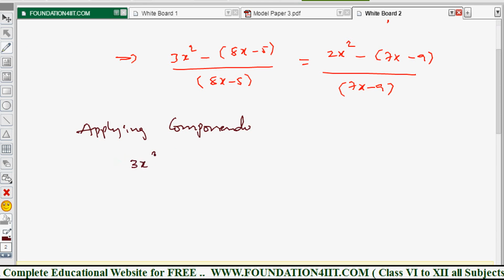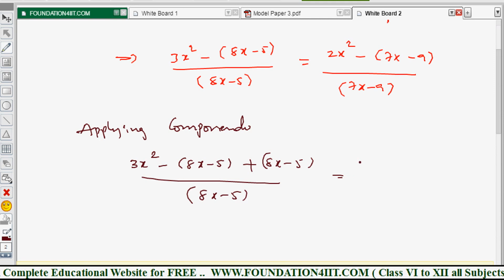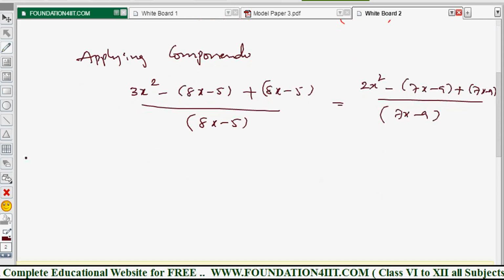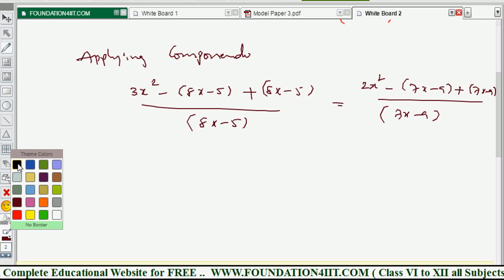So 3x² − 8x − 5 plus 8x − 5, divided by 8x − 5, the denominator is as it is. This is the rule for componendo. Similarly, 2x² − 7x − 9 plus 7x − 9, divided by 7x − 9, the denominator is as it is. Now we'll get the calculations easily.